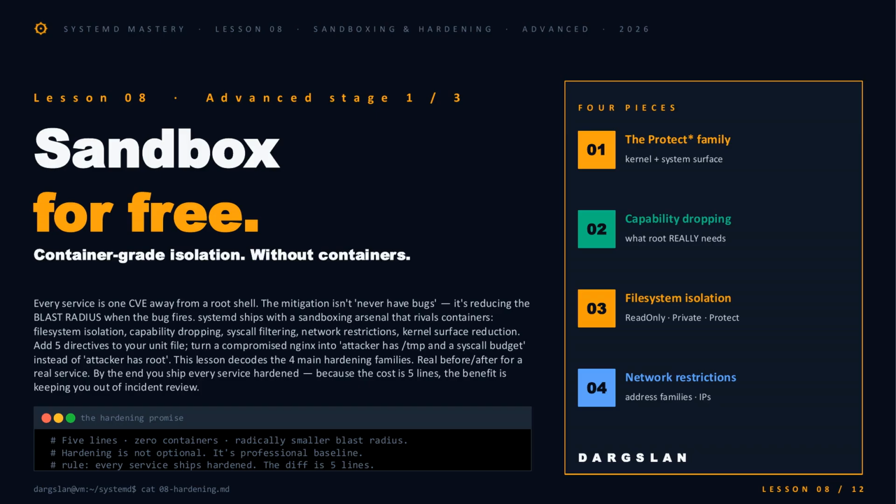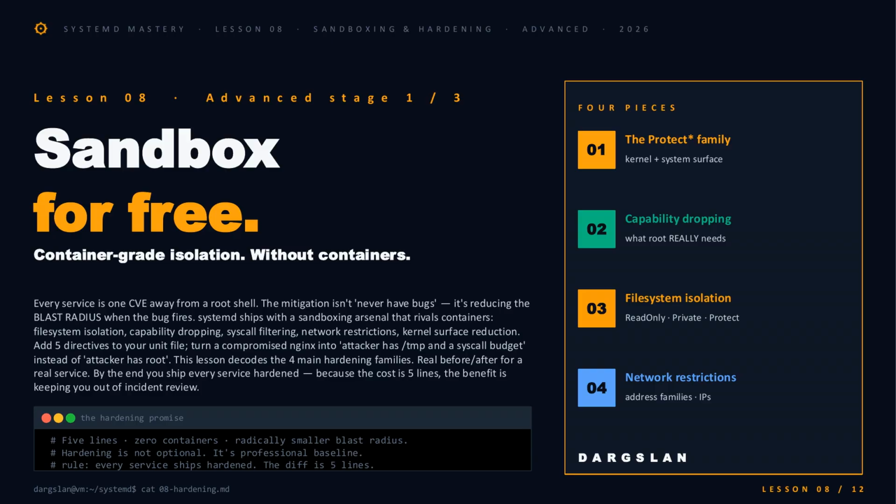Welcome to Lesson 8, Sandboxing and Hardening. Here's the uncomfortable truth. Every service you run is one CVE away from a root shell, and "never have bugs" isn't a strategy. What systemd gives you is the next best thing. Container-grade isolation without the containers, in roughly 5 lines per unit file.